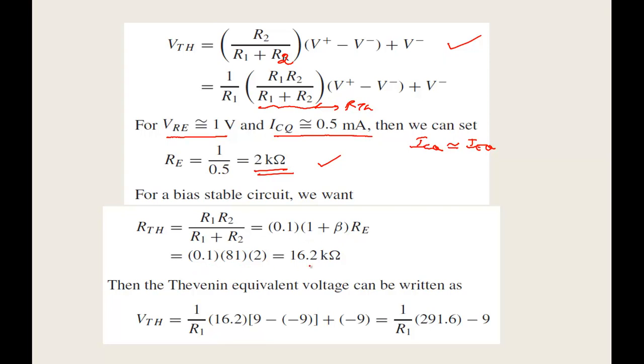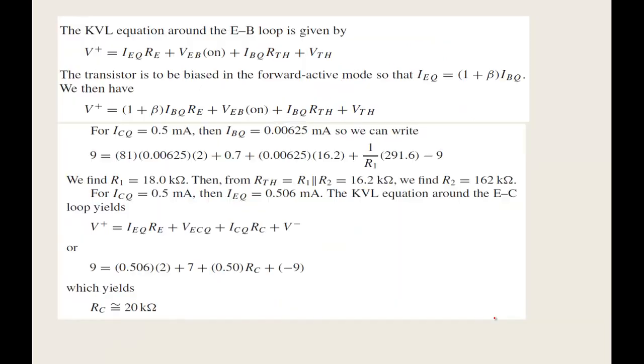So I can straight away find this one value. VTH is nothing but 1 by R into RTH, RTH into 9 minus 9 plus minus 9. So obviously this becomes basically 18, because 18 into 16.2 we can find out, and minus 9 comes like that. So that's my VTH.